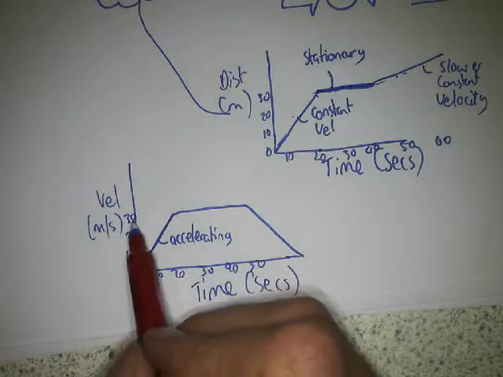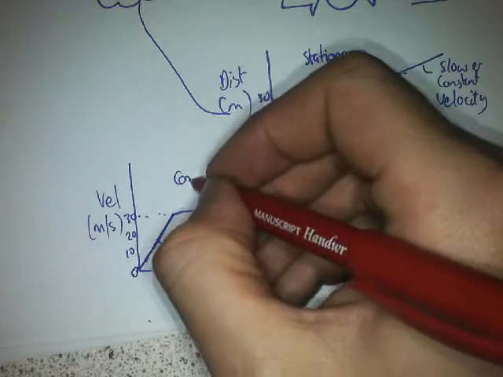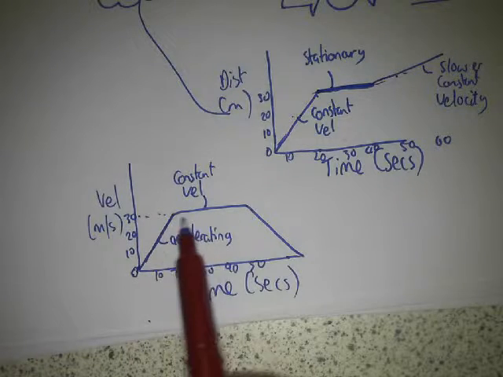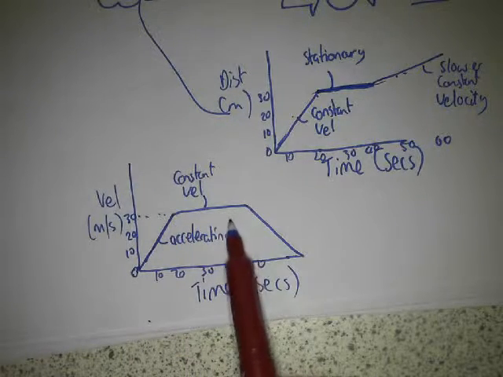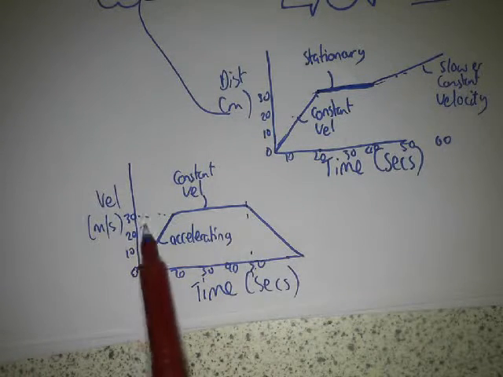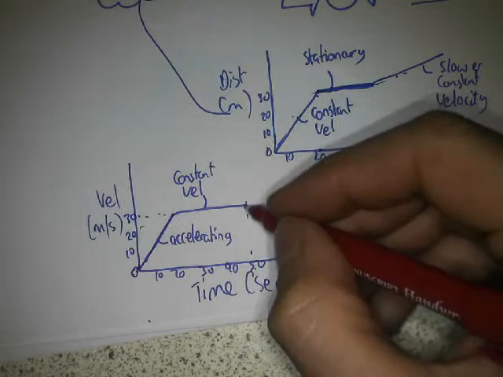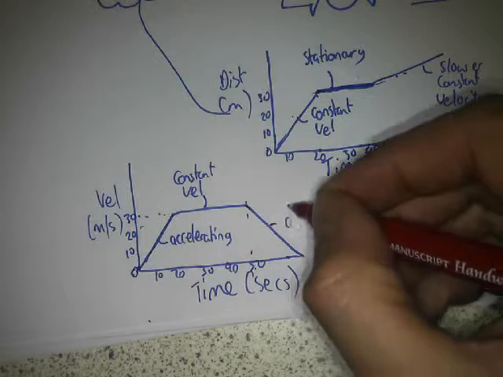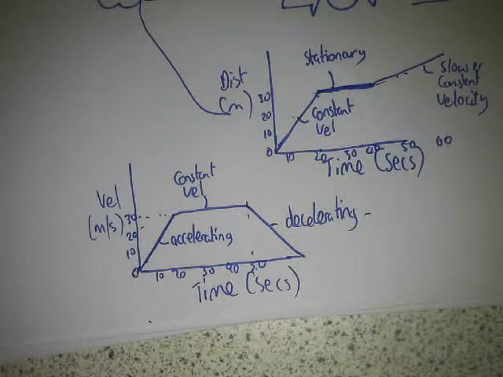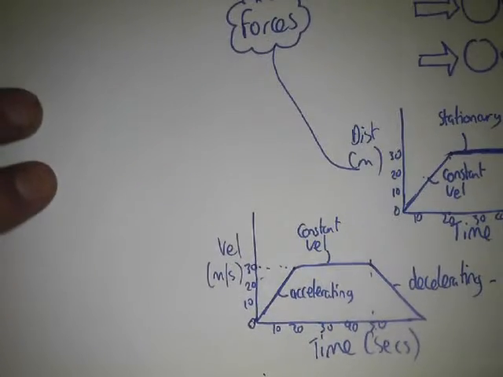Here, look, 30 meters per second. So this is a constant velocity. It's not stopped, it's got a velocity, but it's just staying at 30 meters per second all that time. At this point, after 50 seconds, they put the foot on the brake, and the speedo, if you had one in the car, it just dropped down. So going from 30 to 0. That is decelerating. Okay?